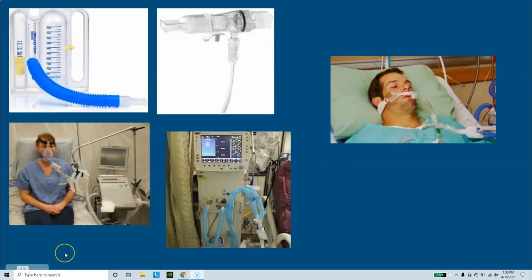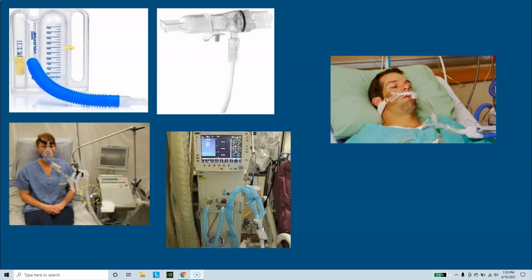Here are some examples of the devices we just talked about. This is the incentive spirometer. This is the one where you take in the slow, deep breath and your vital capacity is measured. This is the EasyPap. That's the device that you blow against an airflow and it creates back pressure in the lungs, helps open and expand the airways.